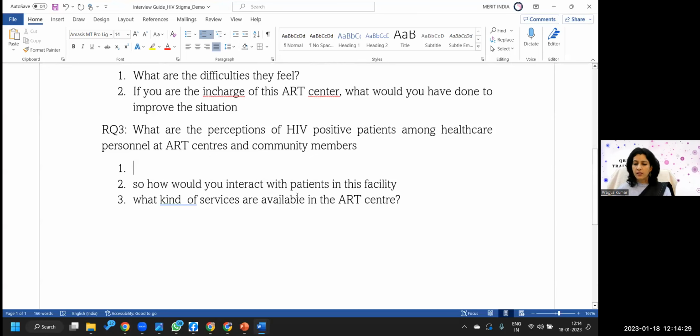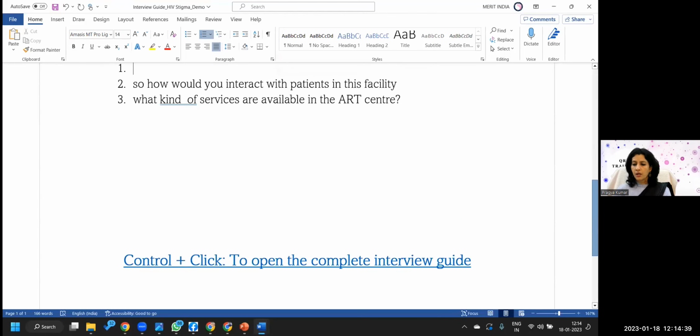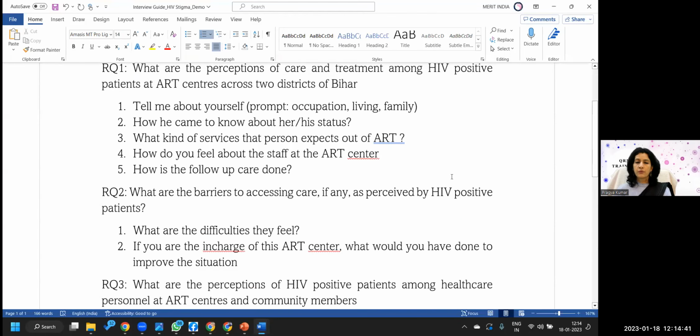So then, how would you interact with the patient in this facility? What kind of services are available in this ART center? And then there were many questions, but I've just given you a few. The interview guide was very long, but I'm not giving it all because that will take a lot of time. So this is a rough guideline on how you can develop the interview guide.